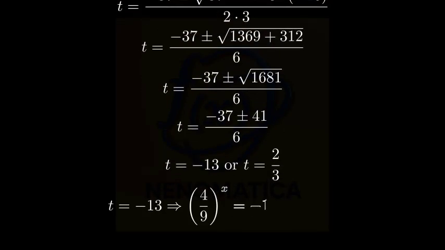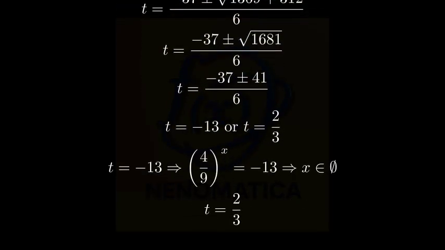Since t equals the quantity 4/9 to the power of x, and t represents a positive value, t cannot be negative. Therefore, t equals negative 13 is not a valid solution for our original equation, as no real value of x can make 4/9 to the power of x equal to negative 13. So our only valid solution is t equals 2/3.